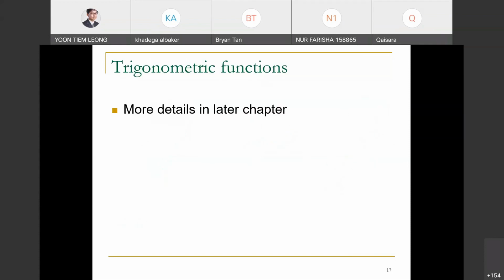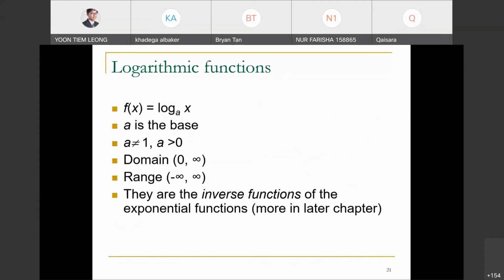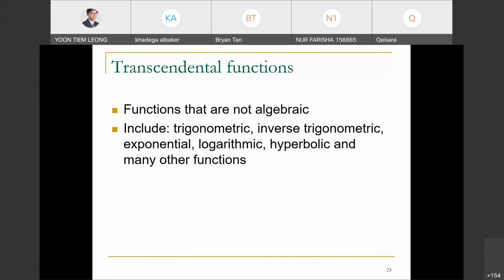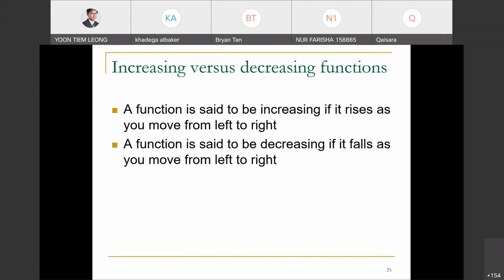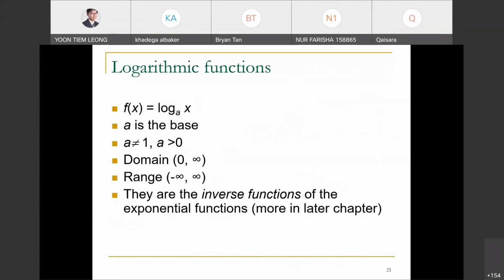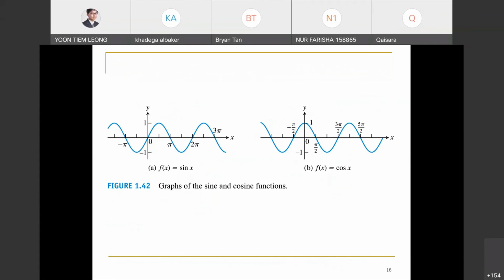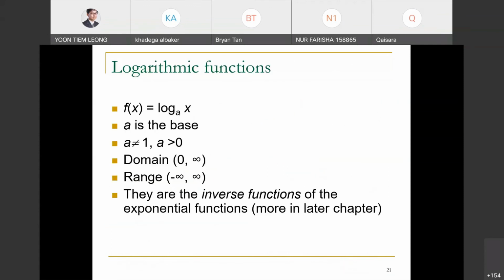Then we also have trigonometric functions, exponential functions and logarithmic functions. These are all functions which you are going to see in more detail in times to come. We are not going to talk too much about these functions, just to let you know that we're going to see them again in a later chapter.